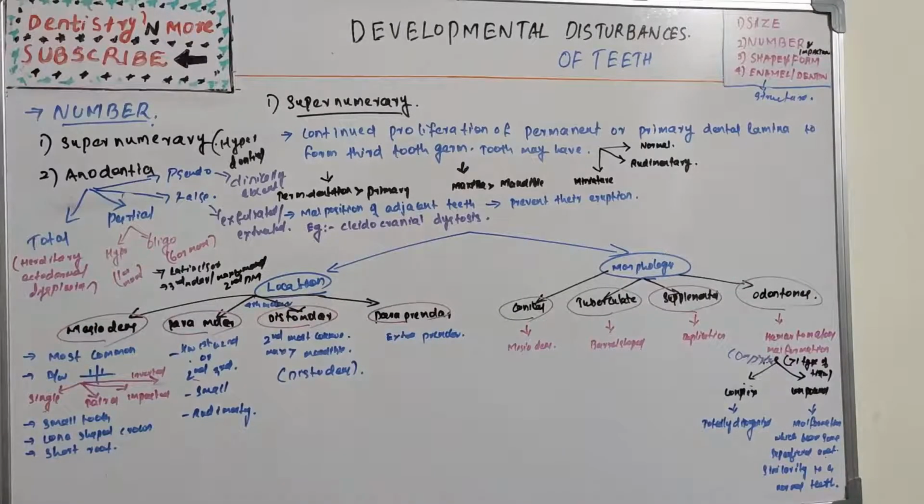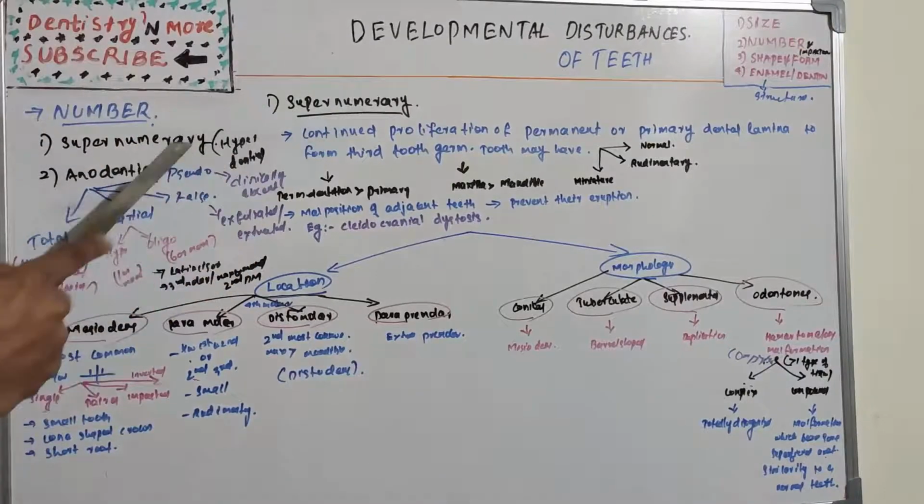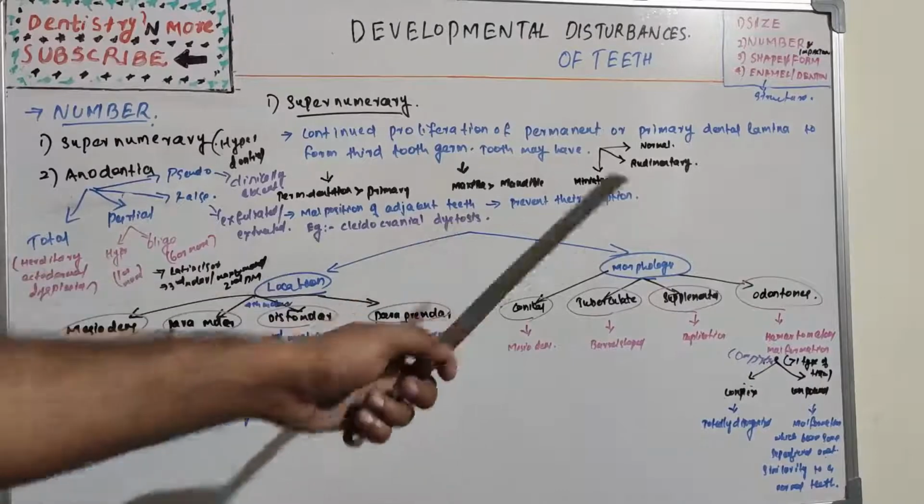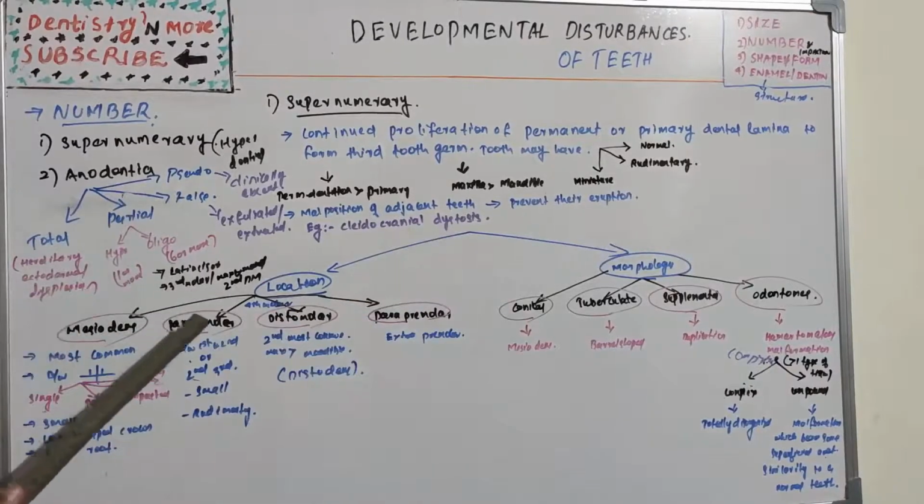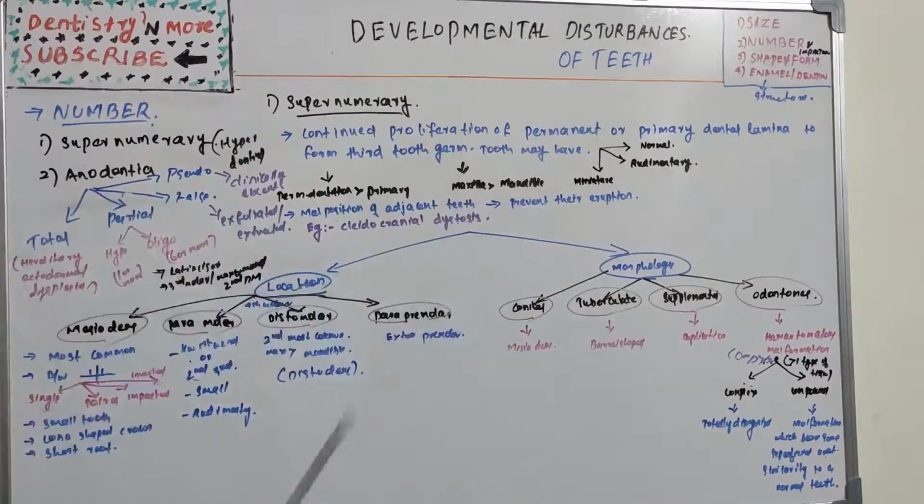So that's all about developmental disturbances of teeth with respect to number. We have learned anodontia and supernumerary teeth. Anodontia we have total, partial, false and pseudo. Supernumerary we have two types of classification based on location and morphology: mesiodens, paramolar, distomolar, premolar, conical, tuberculate, supplemental, odontomes. Odontome we have two types, complex and compound, which come under composite.